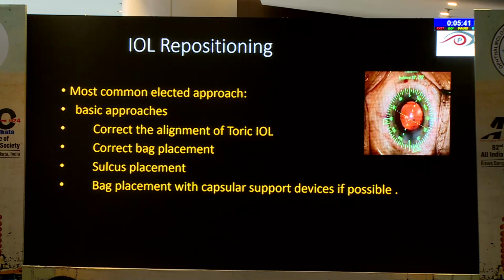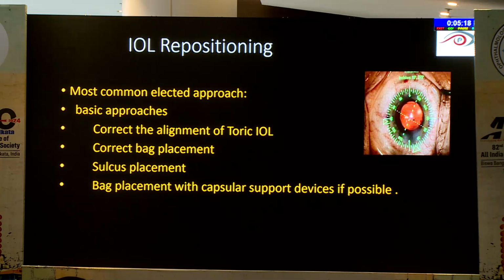So mainly now we can start by trying to reposition it, especially the torics. Within 1 to 2 weeks you come to know how much it is rotated, so it is better that you intervene then and there. If your lens is not placed in your bag correctly, you can try to go in then and there and place it. Sulcus, if you already know that your lens is not correctly placed there.